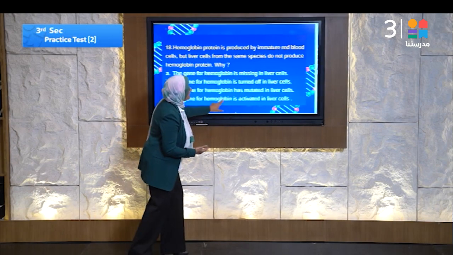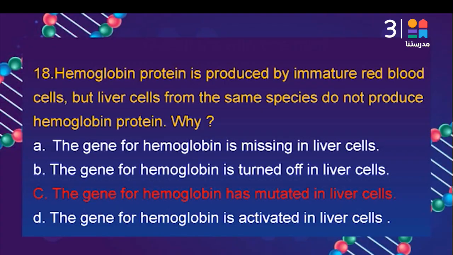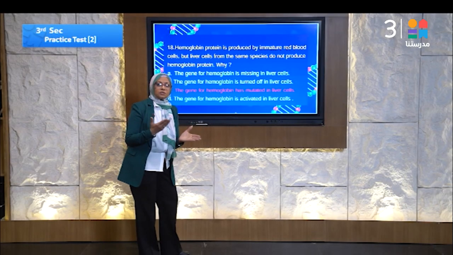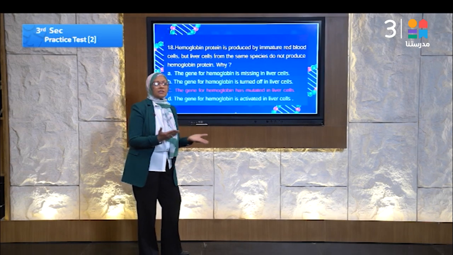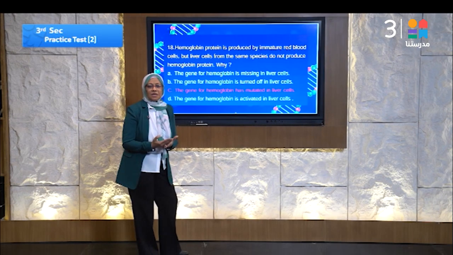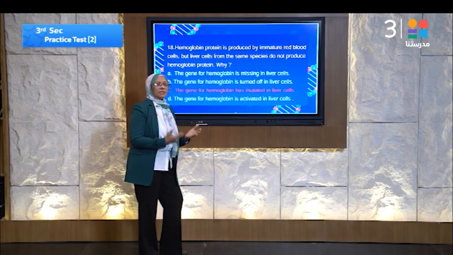So the answer will be C. The gene of hemoglobin has mutated in the liver cell. Mutated means it stops for a reason, any reason. Maybe it was exposed to some rays or anything like that.